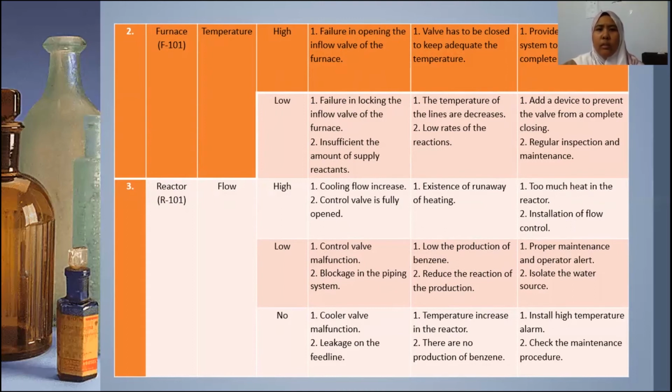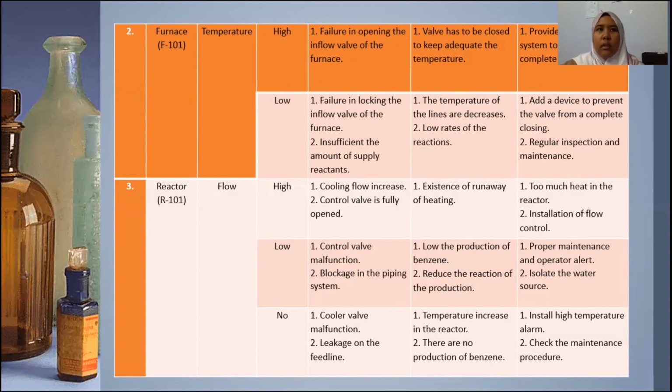For low temperature, it can be caused by failure in locking the inflow valve of the furnace, and also insufficient supply of reactant. For the consequences, the temperature of the lines can decrease and the rate and duration can be at low rates. Last but not least, for the action required, we can add a device to prevent the valve from closing completely, and also do regular inspection and maintenance.